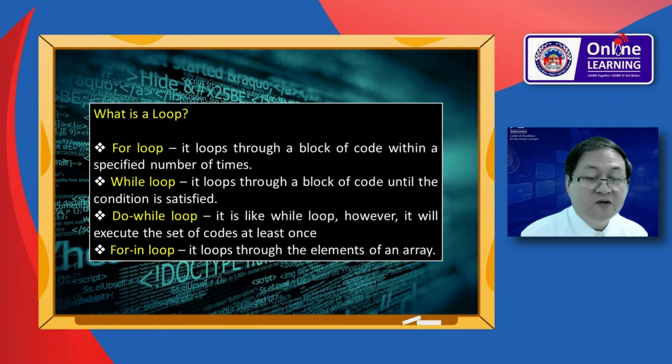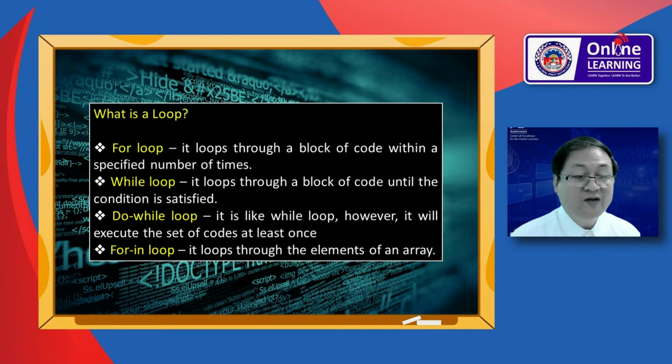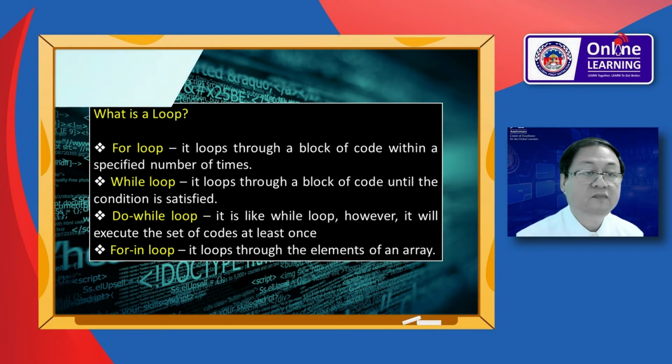We have for loop. It loops through a block of code within a specified number of times. While loop, it loops through a block of code until the condition is satisfied. Do while loop, it is like while loop, however, it will execute the set of codes at least once. For in loop, it loops through the elements of an array.